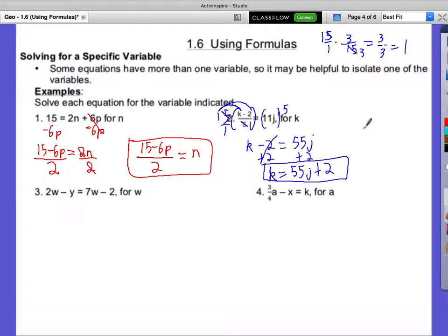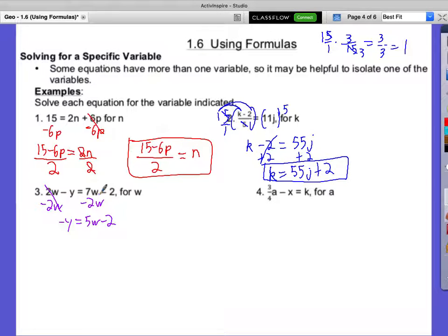On number 3, 2w minus y is equal to 7w minus 2, and we're solving for w. What would be a good first step here? You subtract that 2w from both sides to get all the w's together, so negative y is equal to 5w minus 2. Is that what you did, Marissa? Okay. So we subtract 2w from each side to get all of our w's together, getting all of our like terms on the same side and combining them.